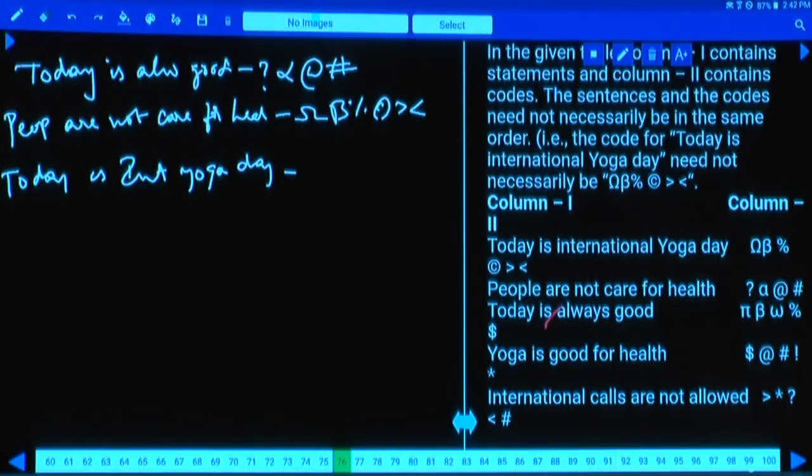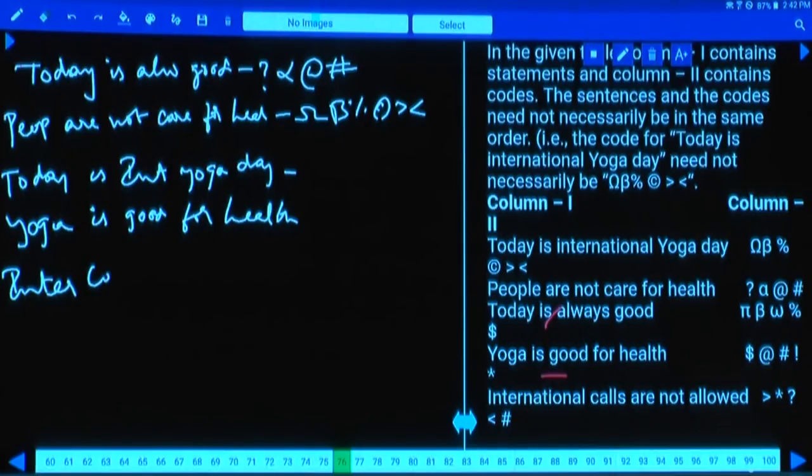Yoga is good for health. International calls are not allowed. Isn't it? Now these 3 statements consist of 5 letters.